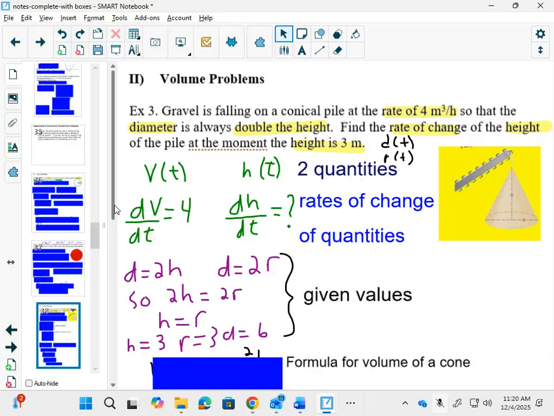What were we given? We know that the diameter is always 2 times the height, because the diameter is always double the height. We also know the diameter is always 2 times the radius. So this would mean that the height and the radius are always the same. So if we want to find it when the height is 3, we would also know the radius is 3. We would also know the diameter is 6.